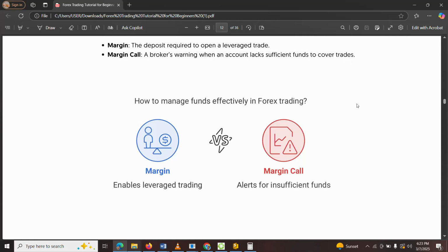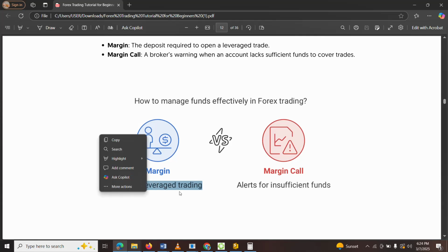So these are the margin call alerts for insufficient funds, and then we have the margin that enables leverage trading. I think I mentioned that earlier.